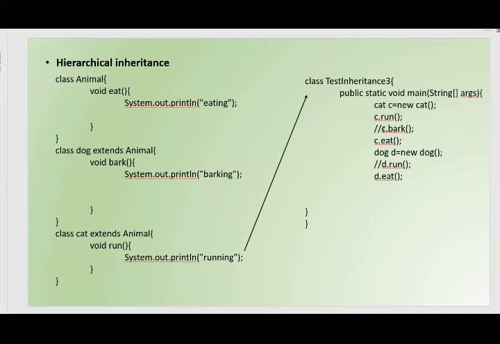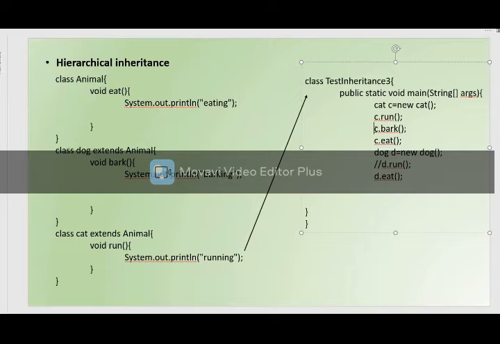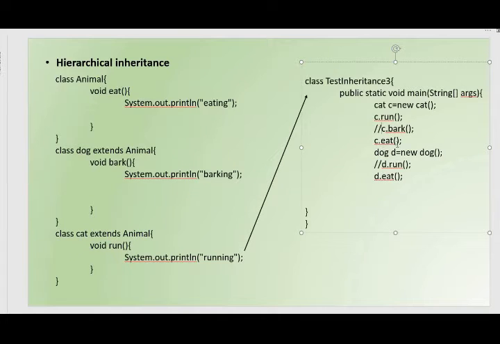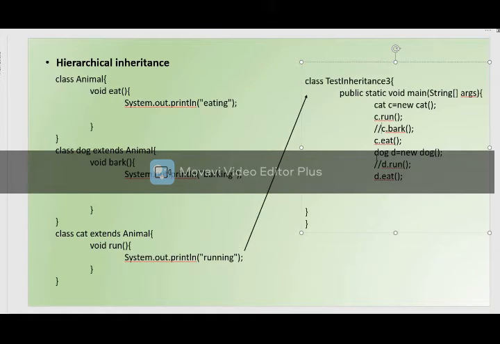Then if we run this program without removing this, the compiler creates an error. c.eat() is correct, because the eat method is in the Animal class, and the Animal class is the parent class of the Cat class. Then it runs. Here we create another object by referring to the Dog class.